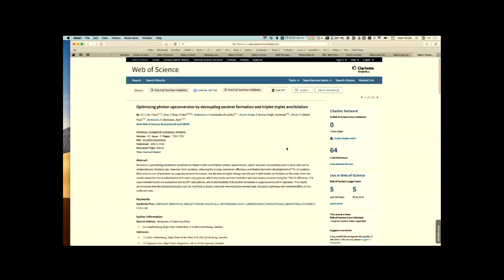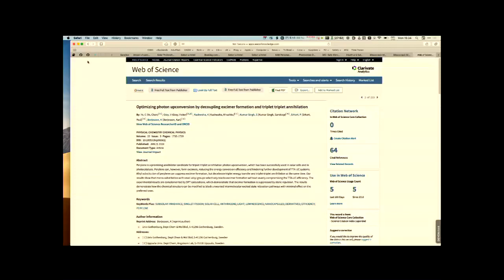Okay, another question. Are there any important points to remember whilst writing an abstract? Well, yes. You need to think very clearly about what it is you want to report. The first sentence here, I'm going to need to take off all my glasses to read this: Perylene is a promising annihilator candidate for triplet annihilation photon upconversion. Who actually understood that? Probably not many of you. The point is that if you were really into this topic, that would make some sense.